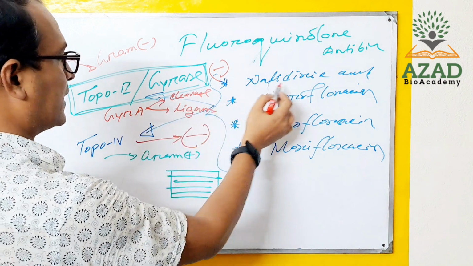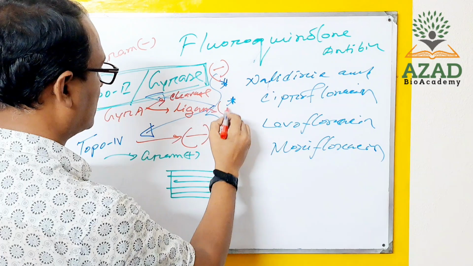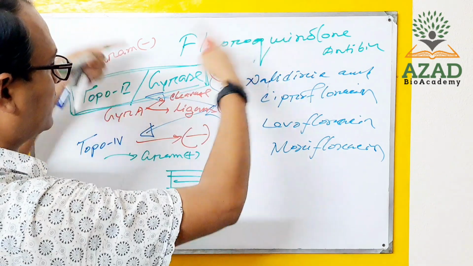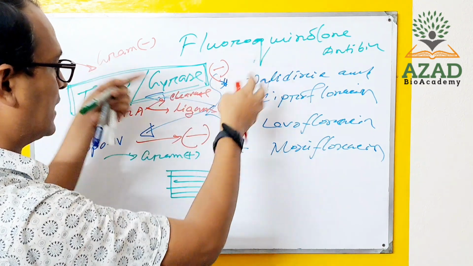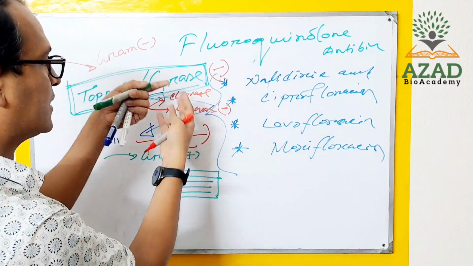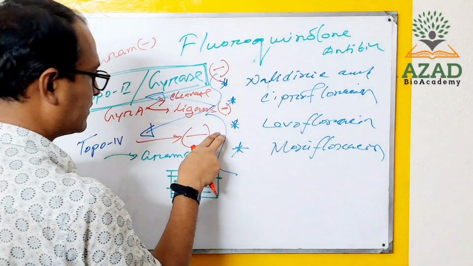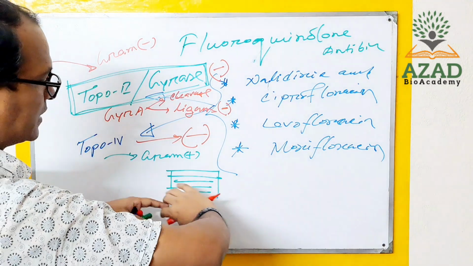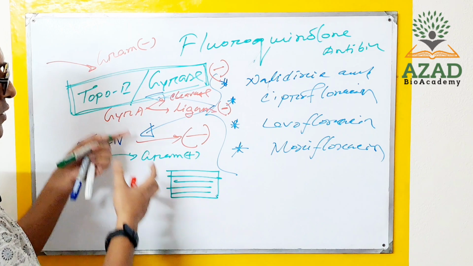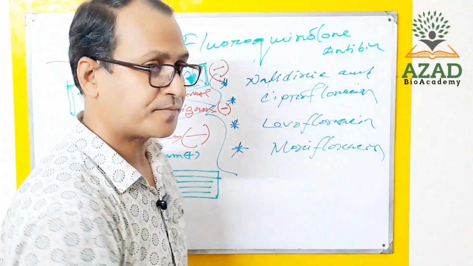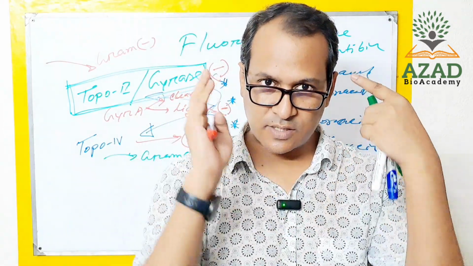So those antibiotics will inhibit actually that ligation part. The cleavage will continue and the ligation will be inhibited, and finally the bacterial DNA will be cut off and accumulated, and the bacteria will be destroyed. Okay, and when topoisomerase 4 is inhibited, then the chromosome will never be segregated, so the bacteria will not replicate. So those antibiotics will inhibit the bacterial growth, as well as destroy the bacteria.